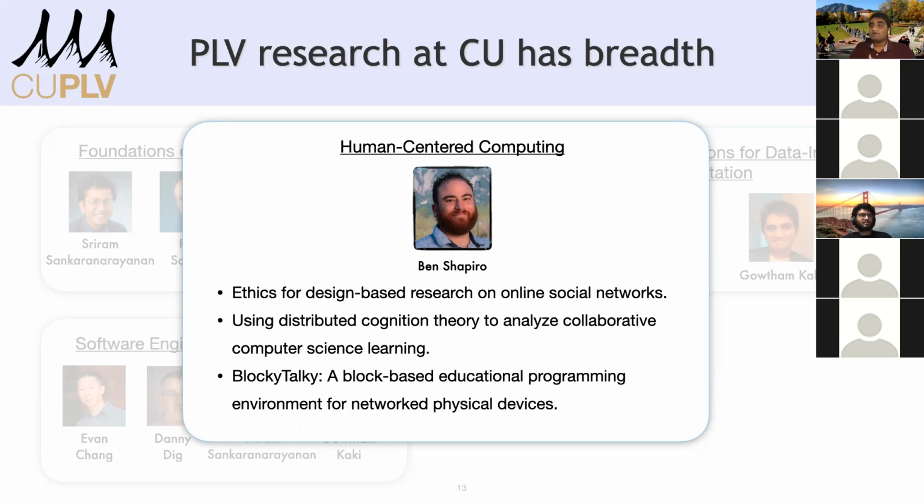Another, Ben is also known for inventing a language called Blocky-Talkie, which is a visual programming language where you can play around with blocks to learn programming networked physical devices such as Raspberry Pi. This is quite useful to teach high school kids programming with an array of physical, embedded devices. It's quite fun to program in Blocky-Talkie. So these are broadly the projects under human-centered computing.